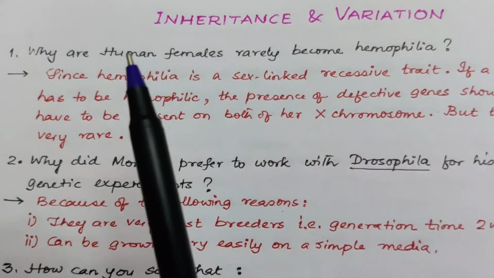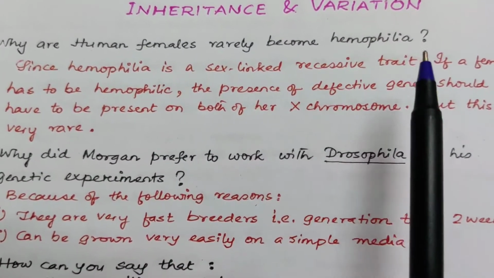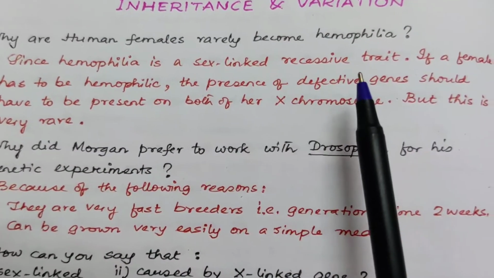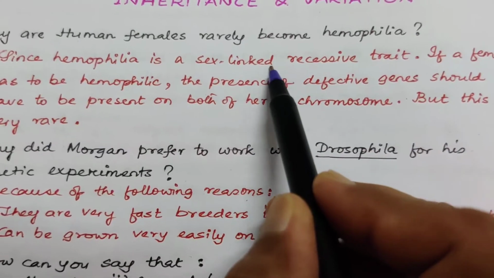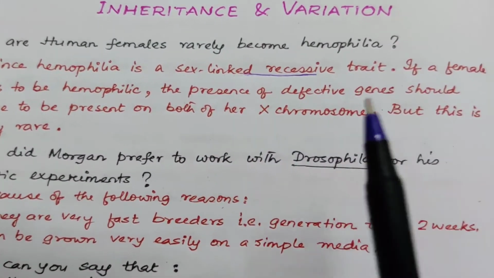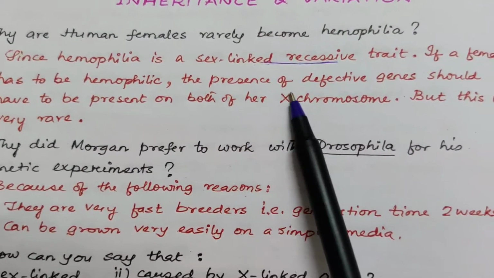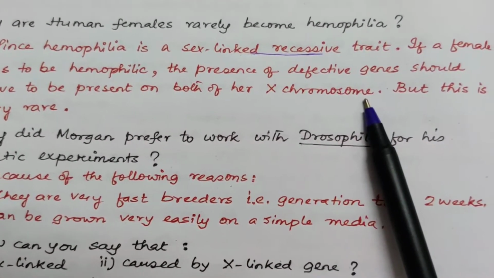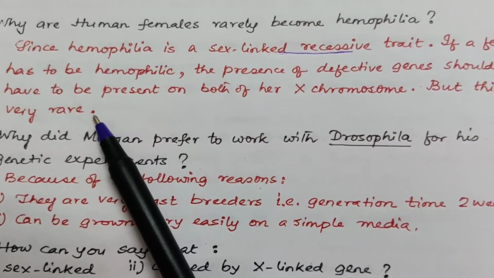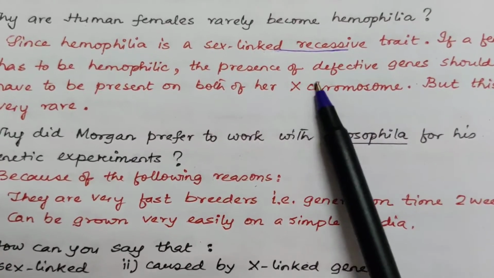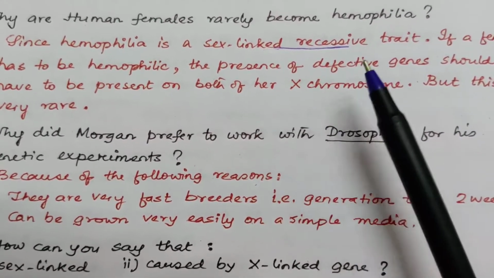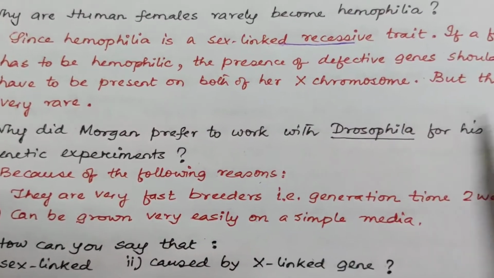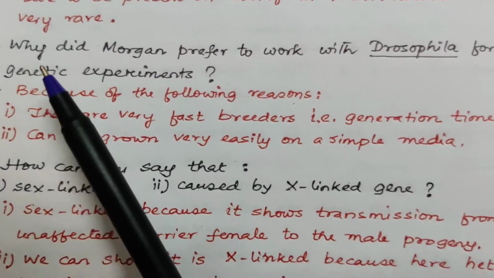The first question is, why do human females rarely become hemophilic? Since hemophilia is a sex-linked recessive trait, this you have to remember: sex-linked recessive. If a female has to be hemophilic, the defective gene should always be present on both her X chromosomes. But this is a very rare occurrence. Since both X chromosomes of a female cannot always carry the trait for hemophilia, human females rarely become hemophilic.